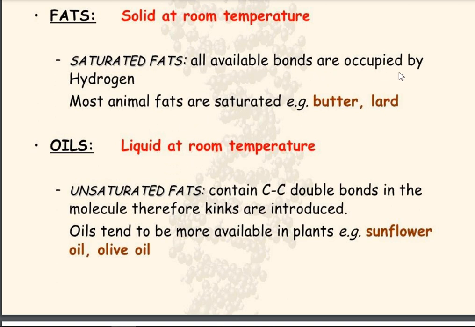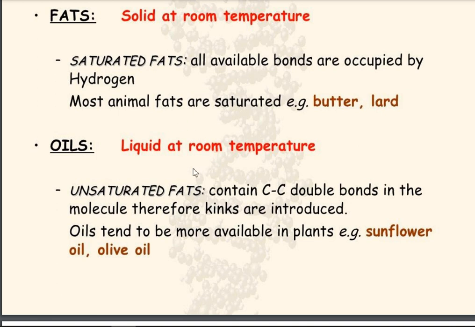In fats, all available bonds are occupied by hydrogen. Fats are saturated and oils are unsaturated. All the bonds occupied by hydrogen are your fats. Most animal fats are saturated, for example butter and lard. Lard is similar to butter, with a creamy consistency.